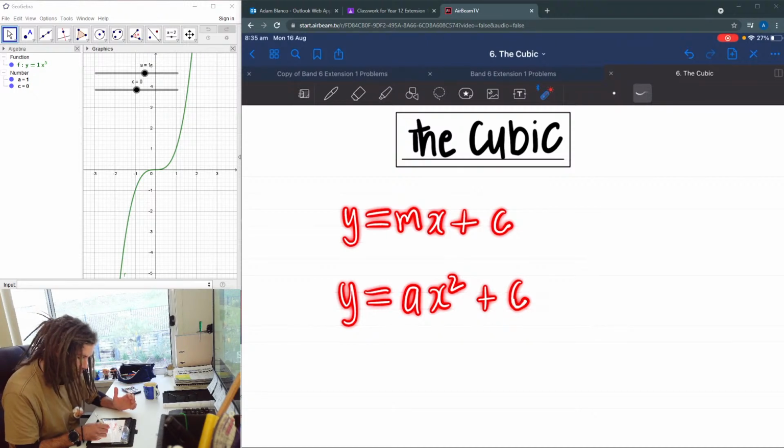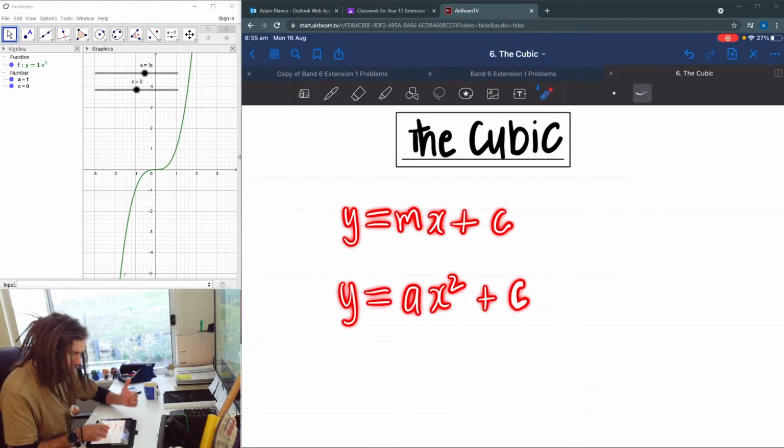So if you feel like you're struggling with this, it's not actually any different to any of the other lessons. And that's going to be the theme for the next 2 weeks. It's only going to be the graphs that change, the way that we transform them.